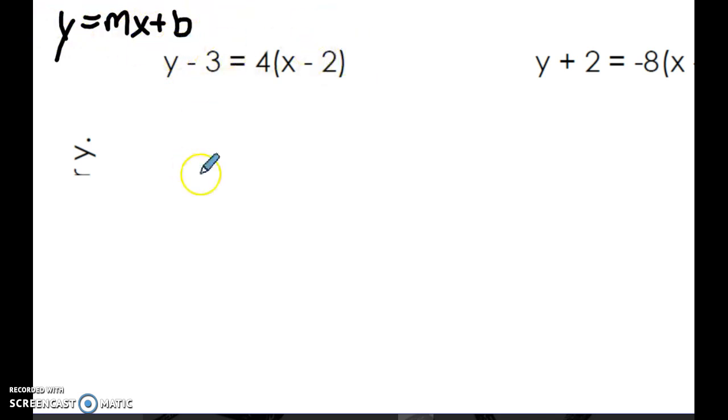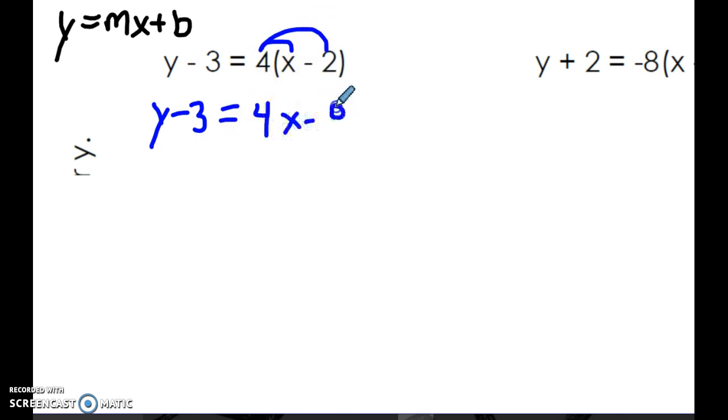So first we're going to distribute, because that's what the notes say. There's nothing to distribute on this side, so I'm just going to copy this down exactly the way it is. On the other side, we're going to distribute. 4 times x, 4 times negative 2. Remember the sign in front goes with that number. So this is 4x minus 8.